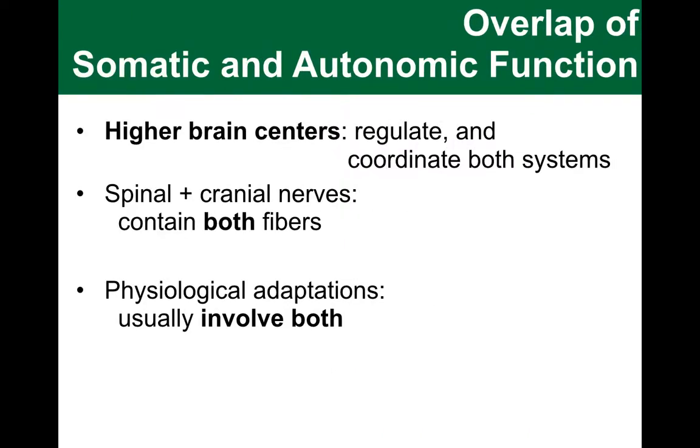Both of these systems are regulated and coordinated by the higher brain centers. Most spinal and many cranial nerves contain both somatic and autonomic fibers. And when these function, there is often overlap too. Say the somatic nervous system aims to activate skeletal muscles, but when very active, these skeletal muscles require more oxygen and glucose. And therefore, the autonomic nervous system would be recruited to help too by speeding up the heart rate and opening airways, for example.